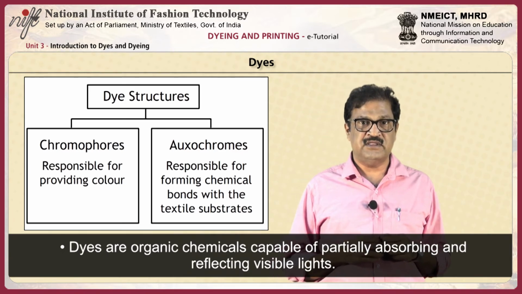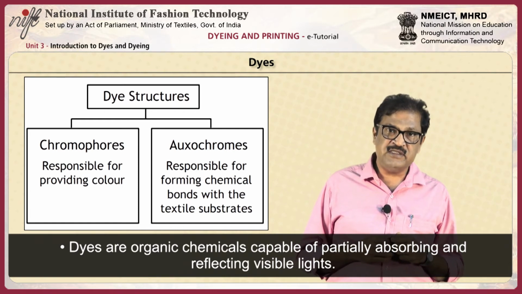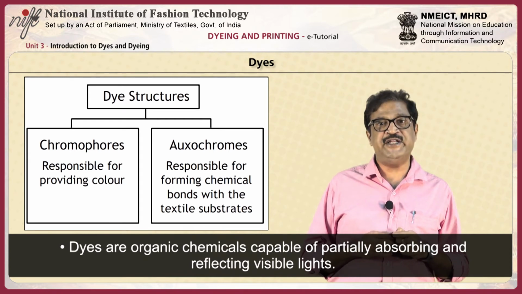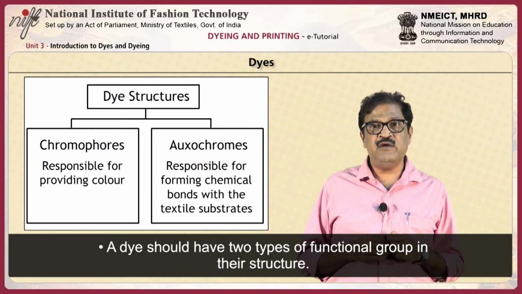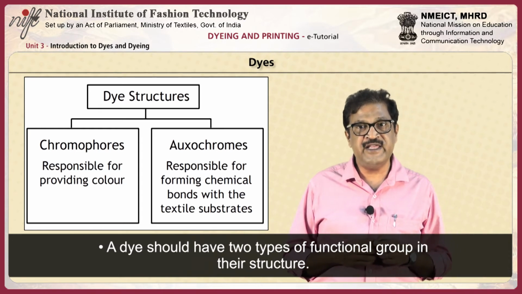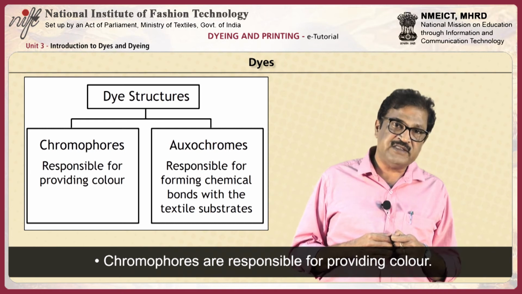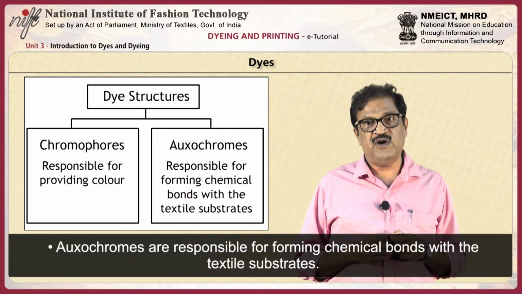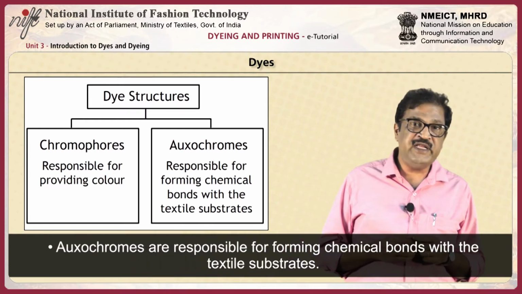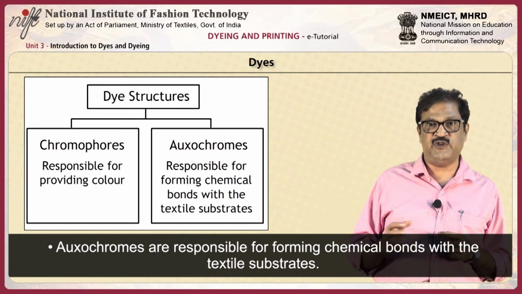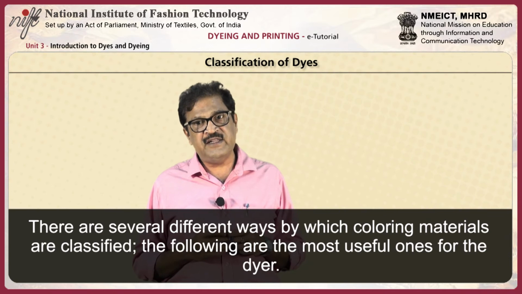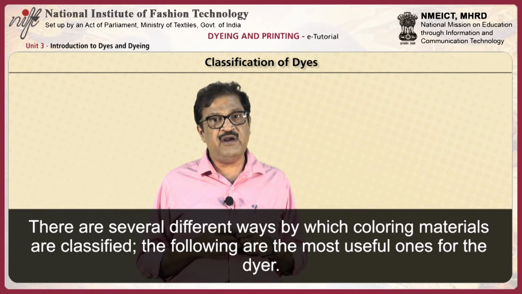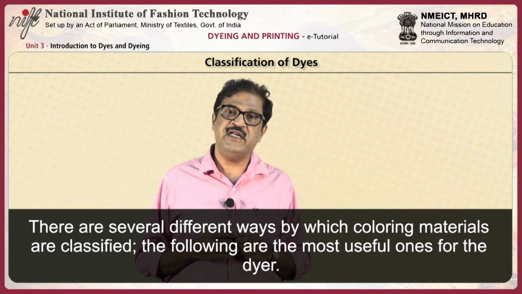Classification of dyes. Dyes are organic chemicals capable of partially absorbing and reflecting visible light. A dye should have two types of functional groups in its structure. Chromophores are responsible for providing color. Auxochromes are responsible for forming chemical bonds with the textile substrates. There are several different ways by which coloring materials are classified. The following are the most useful ones for the dyer.